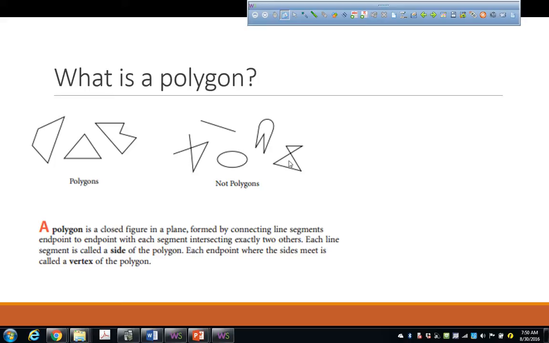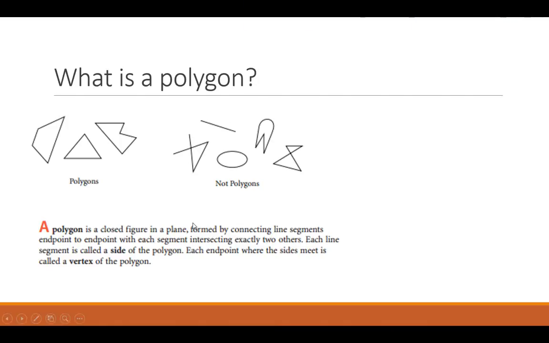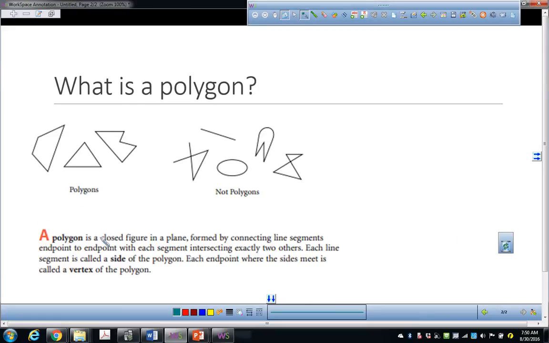Did you want the definition? Yeah, the definition popped up, okay? So I don't know how to make that better, but a polygon is a closed figure in a plane formed by connecting line segments endpoint to endpoint. So see, this one is not connected endpoint to endpoint, right? With each segment intersecting exactly two others, each line segment is called a side of the polygon. Each endpoint where the sides meet is called a vertex, okay?